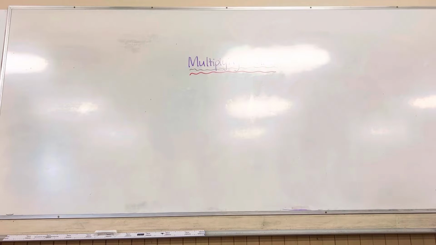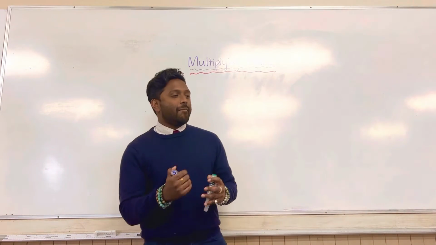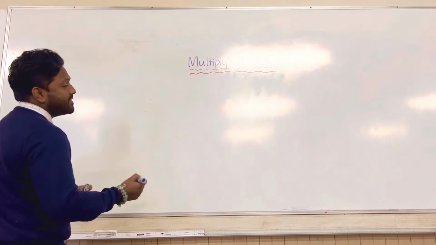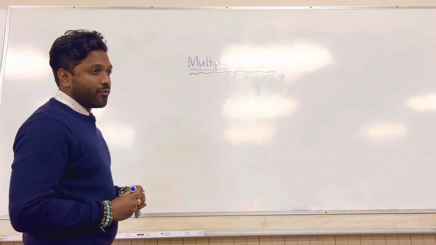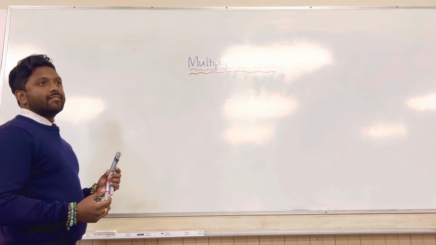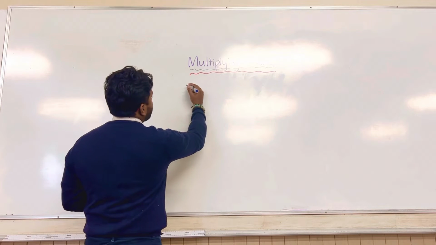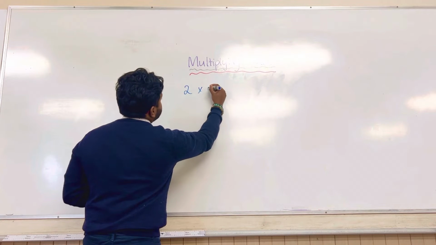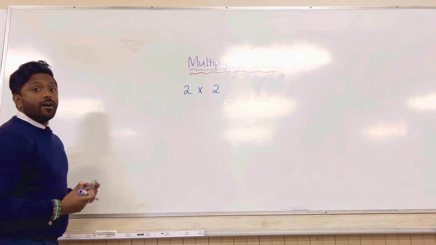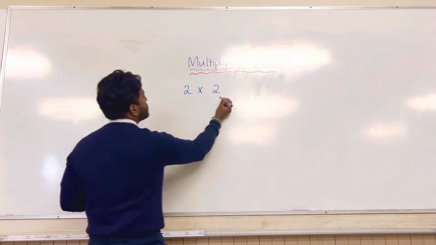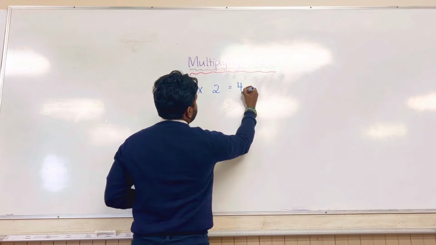So today we're going to be looking at multiplying numbers. Basically, let's start off with something quite straightforward that you'd probably know around year 6, year 7, okay? Just multiplying, let's say, two numbers. In this case, we've got 2 times 2, right? So 2 times 2 is going to be equal to 4.